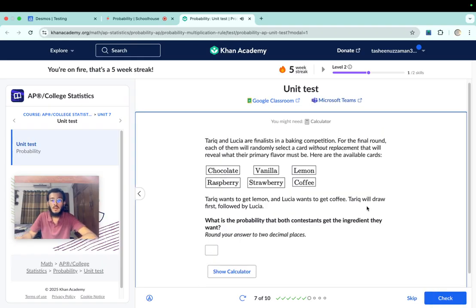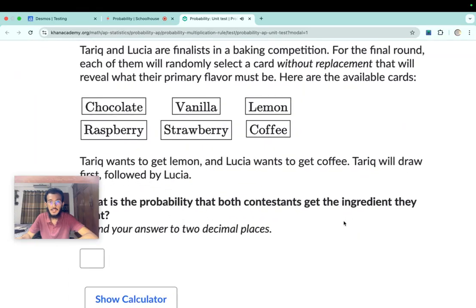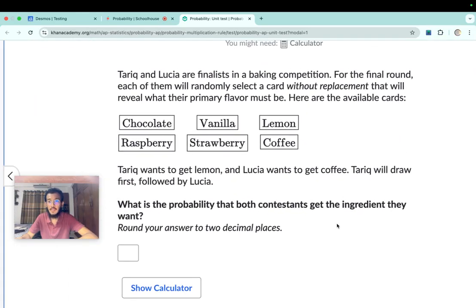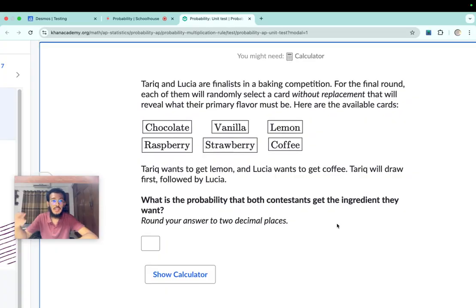All right. Tariq and Lucia are finalists in a baking competition. For the final round, each of them will randomly select a card without replacement that will reveal what their primary flavor must be. Here are the available cards. Chocolate. Okay, so we have 6 cards. Tariq wants to get lemon, and Lucia wants to get coffee. Tariq will draw first, followed by Lucia. What is the probability that both contestants get the ingredient they want?